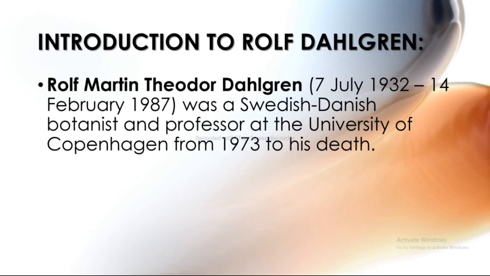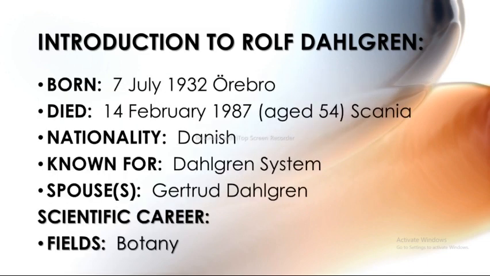Rolf Martin Theodor Dahlgren was born on the 7th of July in 1932 and died on the 14th of February in 1987. He was a Swedish-Danish botanist and professor at the University of Copenhagen from 1973 to his death. He was born in Örebro and died aged 54, in Scania, and nationality is Danish. He was known for the Dahlgren System and his spouse is Gertrude Dahlgren.